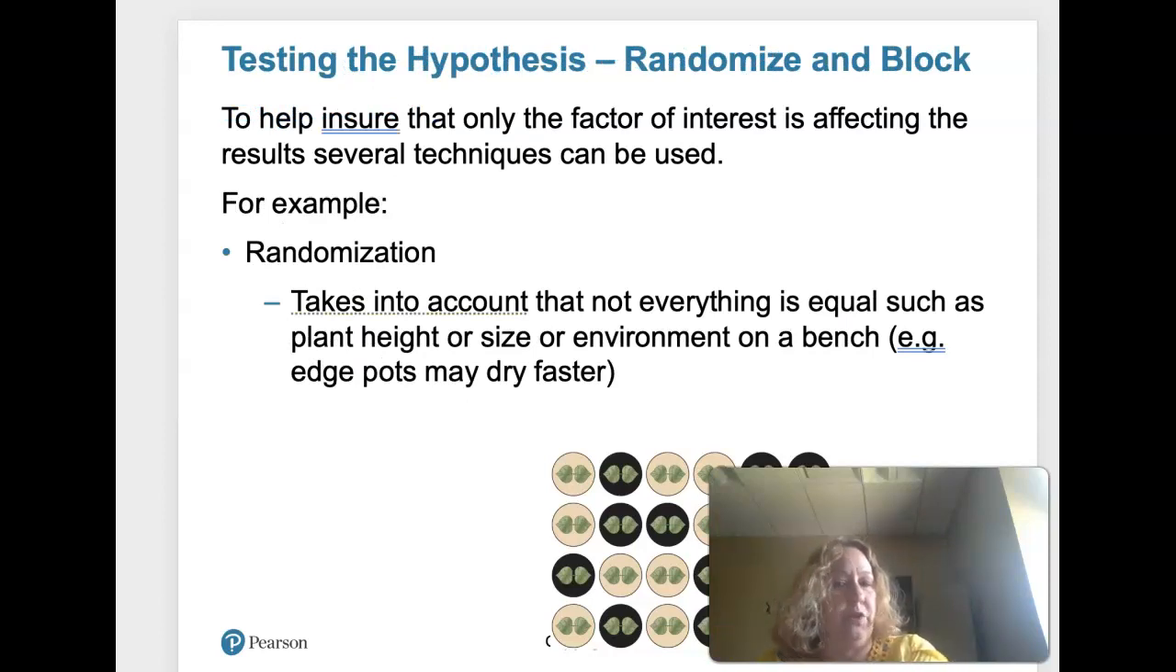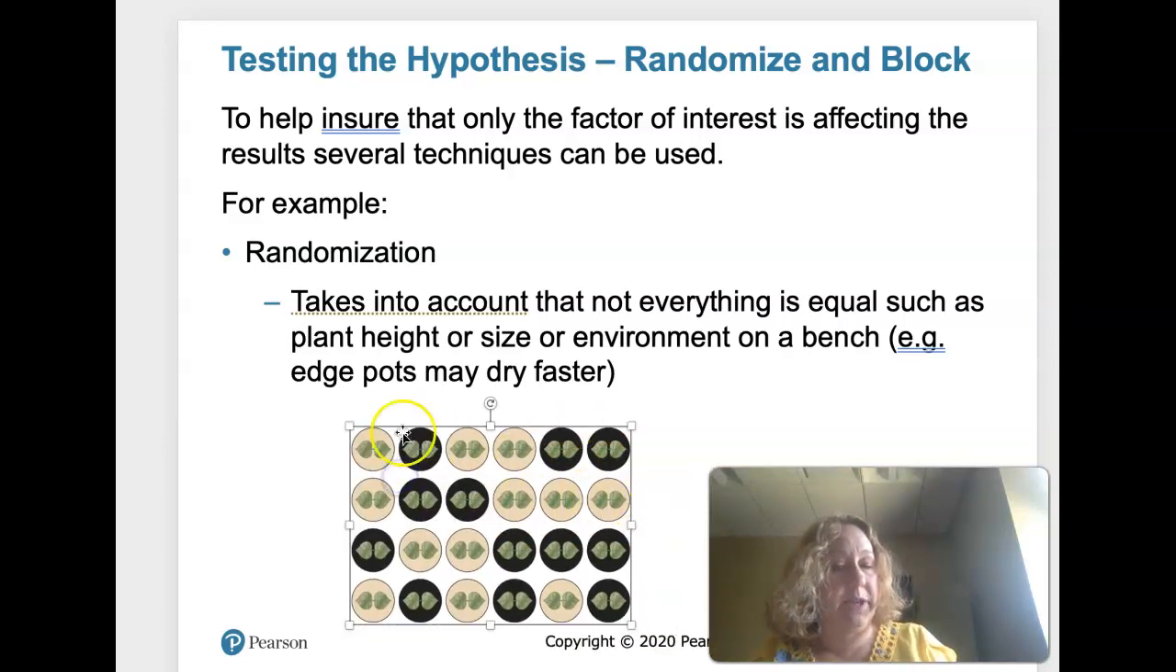To help ensure that only one factor of interest is affected, several techniques are taken into account. One is what I just said about randomization. You really want these plants to be as random in the greenhouse as possible. You want all of them spread out, and you want to make sure that you're really seeing the effect from the treatment and not the effect from just one being closer to the wall.